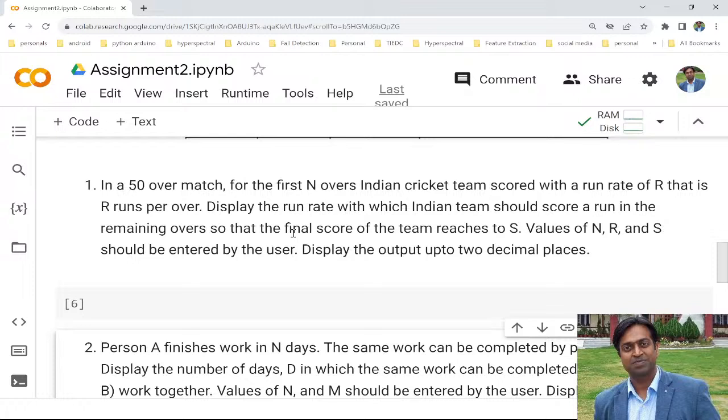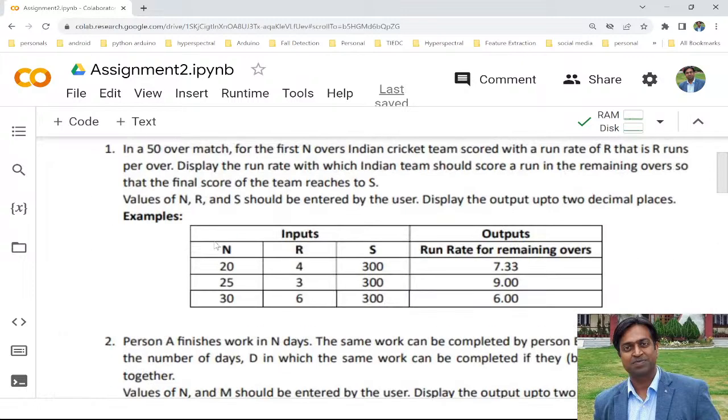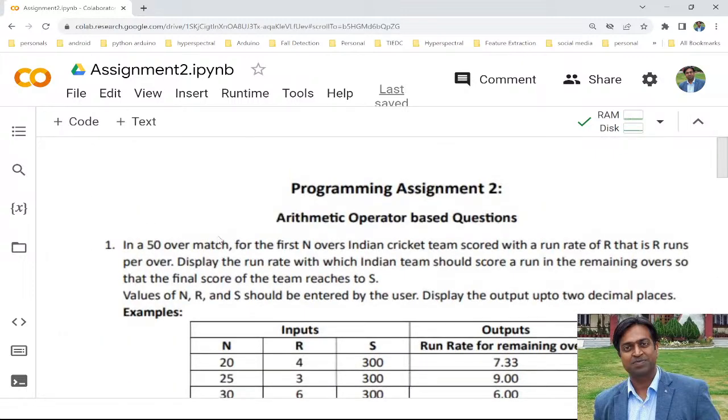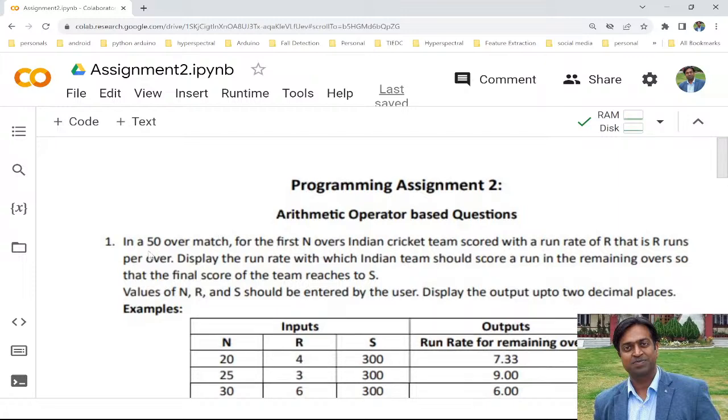Good evening to all. In this lecture, I am going to explain how you can solve the problems that I have given in assignment 2. And the problems are these three.